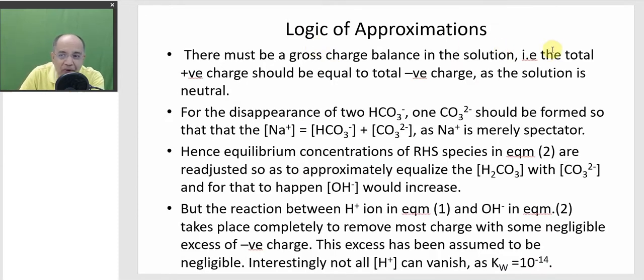Now, the logic of approximations I have written here: there must be a gross charge balance in the solution, because the solution is neutral. We're taking sodium bicarbonate. Solution is neutral. There must be a gross charge balance in the solution. The total positive charge would be equal to total negative charge, as the solution is neutral. For the disappearance of two bicarbonate ions, one carbonate ion should be formed so that the total positive charge would be equal to total negative charge.